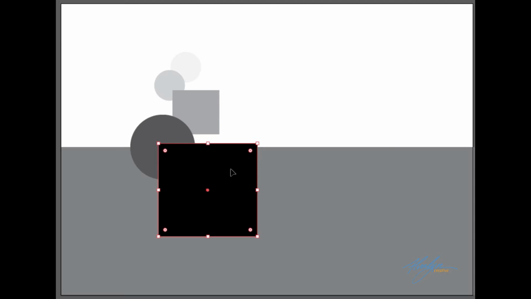So atmospheric perspective and value contrast and saturation contrast in terms of the amount of chroma in a color all work together to help create the illusion of volume. If all of these are the same color or the same value, we are going to lose that sense of volume.